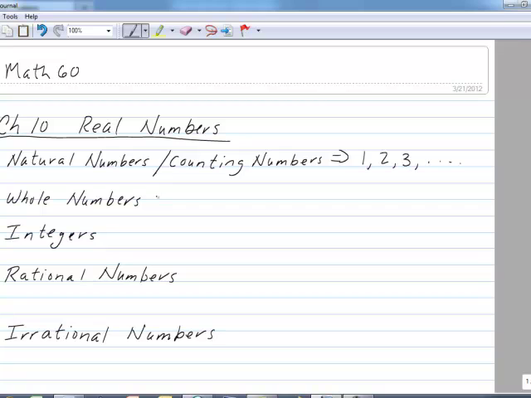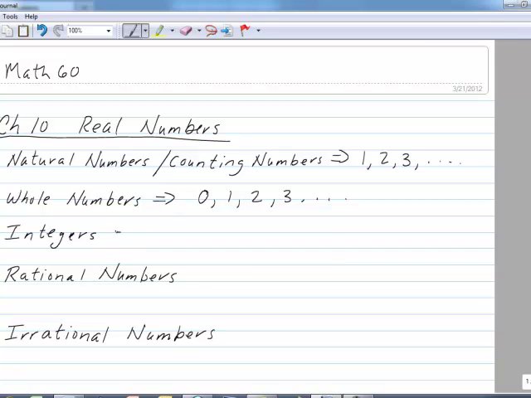All right, then further, the next division we want to talk about is whole numbers. Whole numbers are like the counting numbers, but in this case, we include 0. So we have 0, 1, 2, 3, and so on. Those are whole numbers. Whole numbers are all non-negative, and they're whole. They're not fractions or parts.